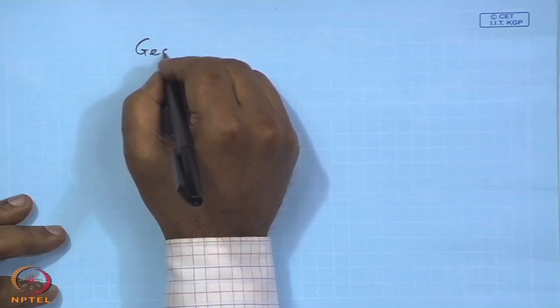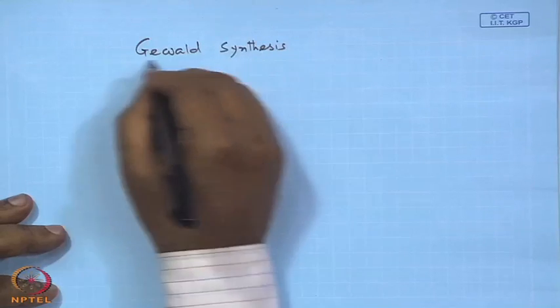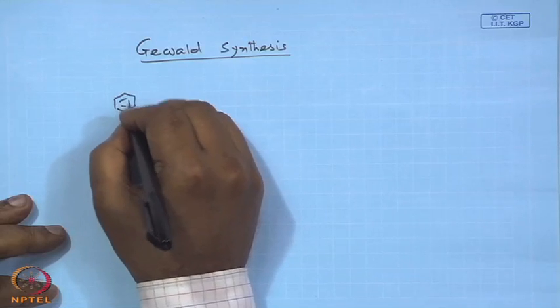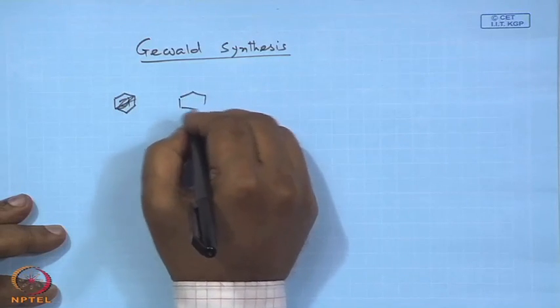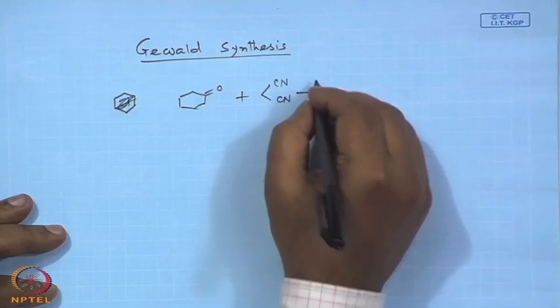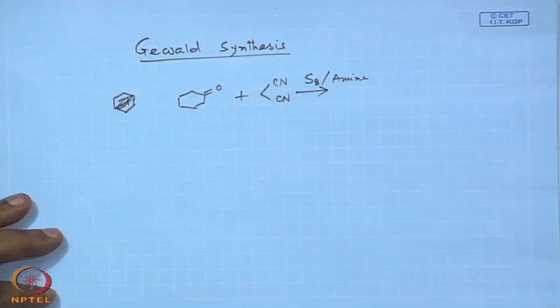So, we have talked about most of the things except one more important thing where we involve elemental sulfur, and the method is known as Gewald synthesis. Elemental sulfur is used, and the starting materials are, let us say, a ketone and malononitrile, then sulfur is used and amine as a base.